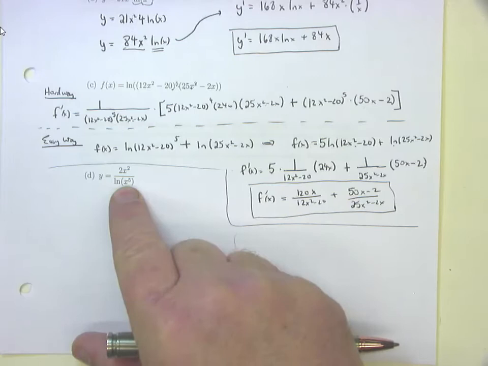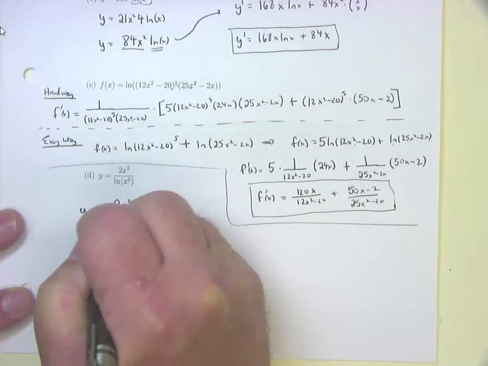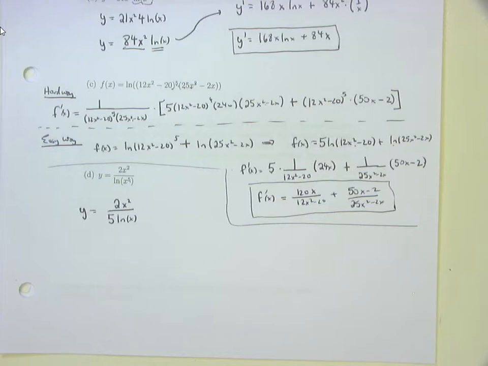Where do powers get to go? In front of the log. So go ahead and clean him up. So this is y equals 2x squared divided by 5 natural log of x. Powers in terms of logs keep going in front of the logs. That's your classic property number 3 in log properties. Now, this is cleaned up. No problems at all. Take the derivative now.